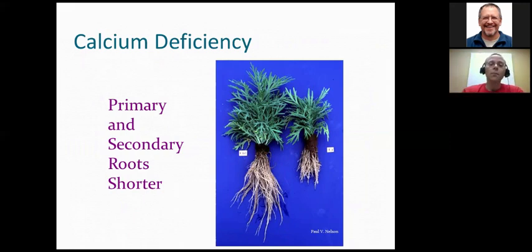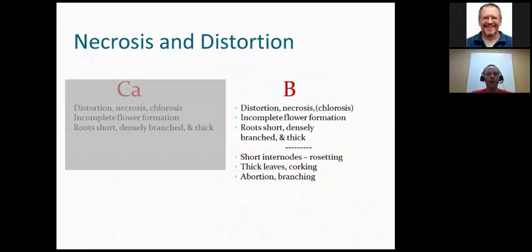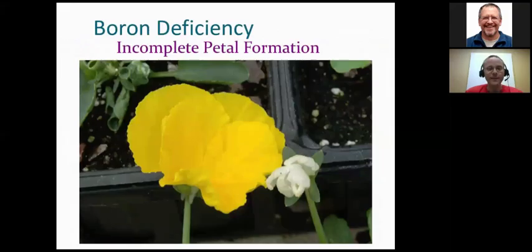Again, pulling that plant out of the pot, looking at the roots is something that I advise everybody to do as one of their first things that they use when they're looking at plant problems. With boron, I talked about the rosetting and the thick leaves, and I want to show you some example of that, as well as some incomplete petal formation. Here it is in pansies, where we know we should be growing this nice big yellow flower, but instead we're having this bleached out white flower that has that same cupping that we saw in the leaves.